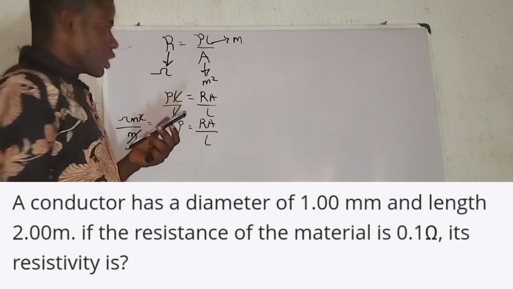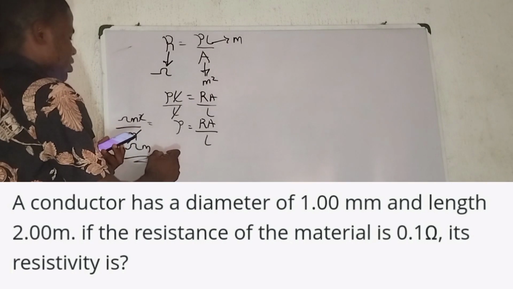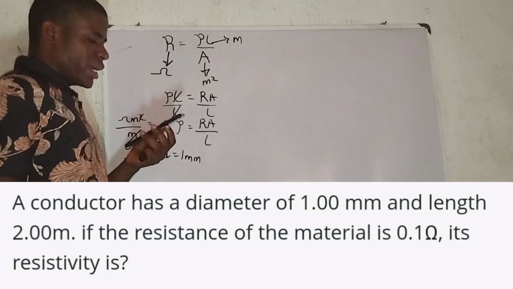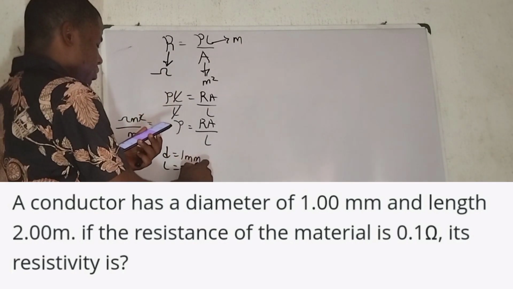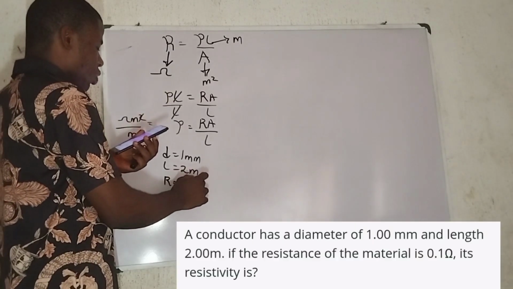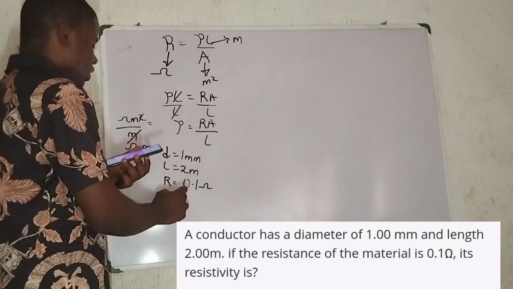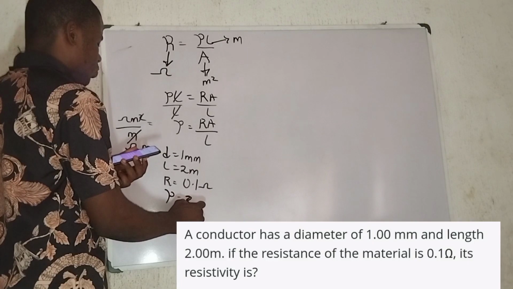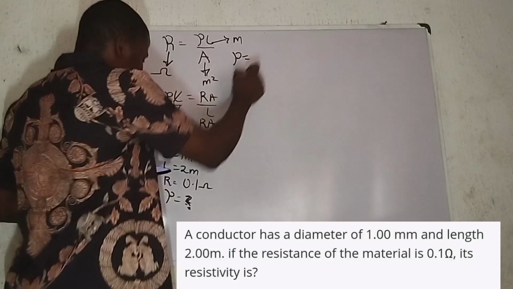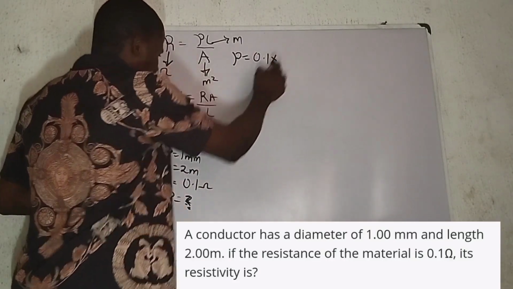Now, they say a conductor has a diameter of 1 millimeter. Now, the diameter of the conductor is 1 millimeter, right? While the length is 2 meters. If the resistance of the material is 0.1 ohms, right? They're asking us for resistivity. We are looking for resistivity, right? Very good. Let's try to solve. The resistivity is equal to resistance, which we have as 0.1, times area.